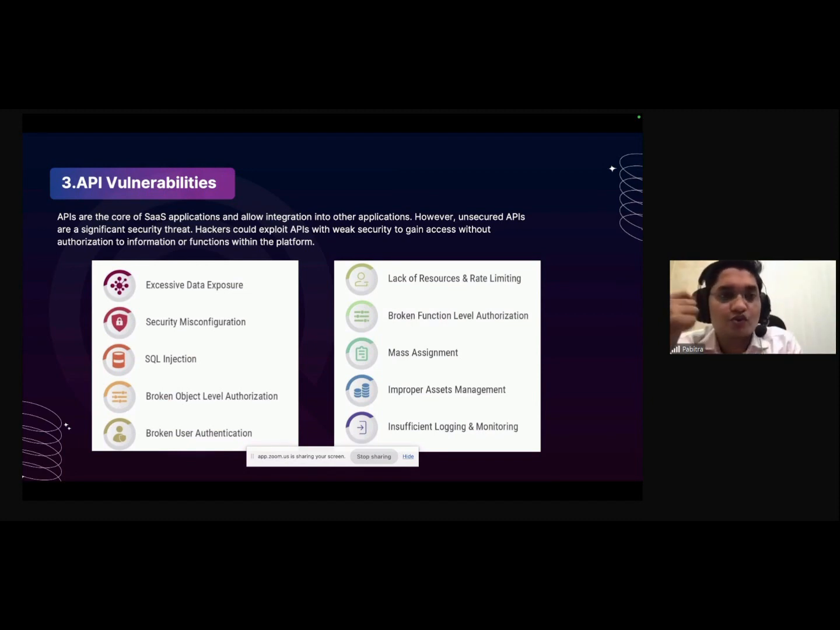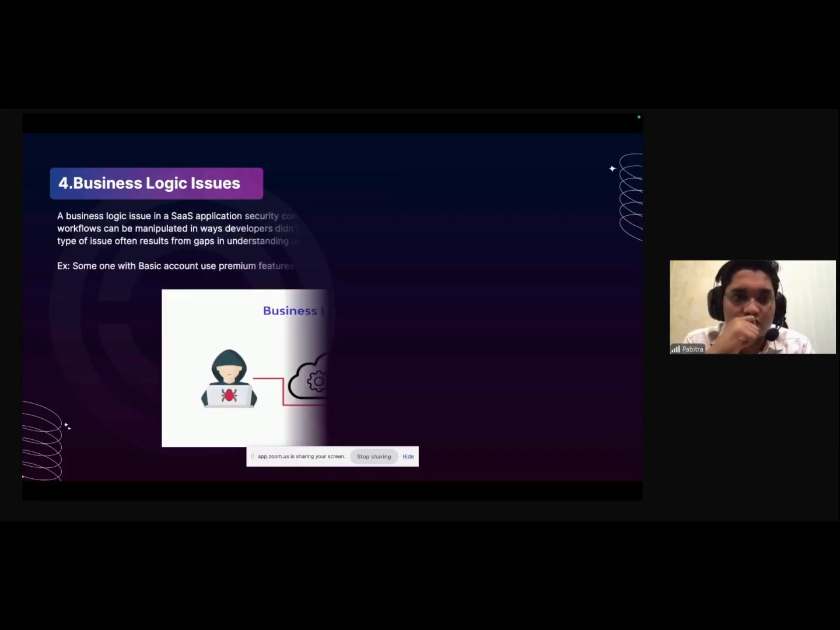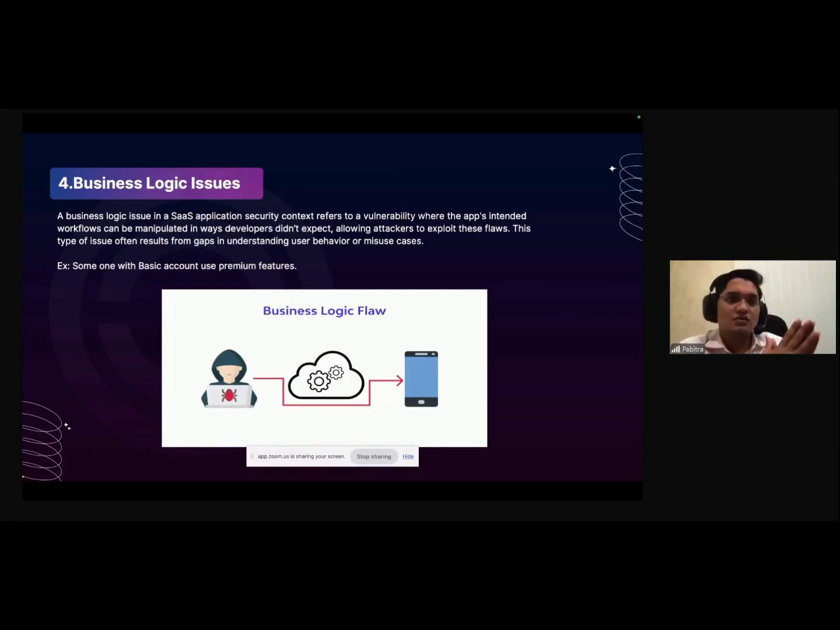And if we move to the fourth issue that we found very common, it is business logic. It is not very common for other applications, but what we feel in a SaaS application is that it is easier to find a business logic issue. So what is actually a business logic issue? A business logic issue in SaaS application security refers to a vulnerability where the application's intended workflow can be manipulated in such a way that the developer didn't expect.